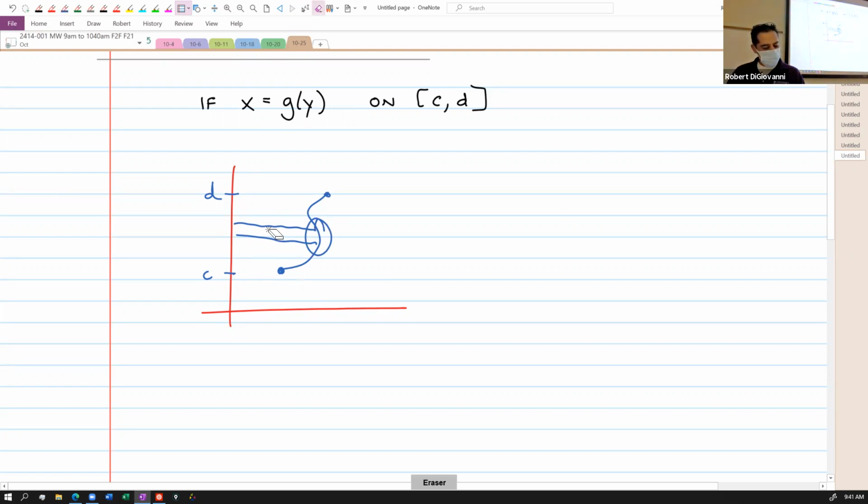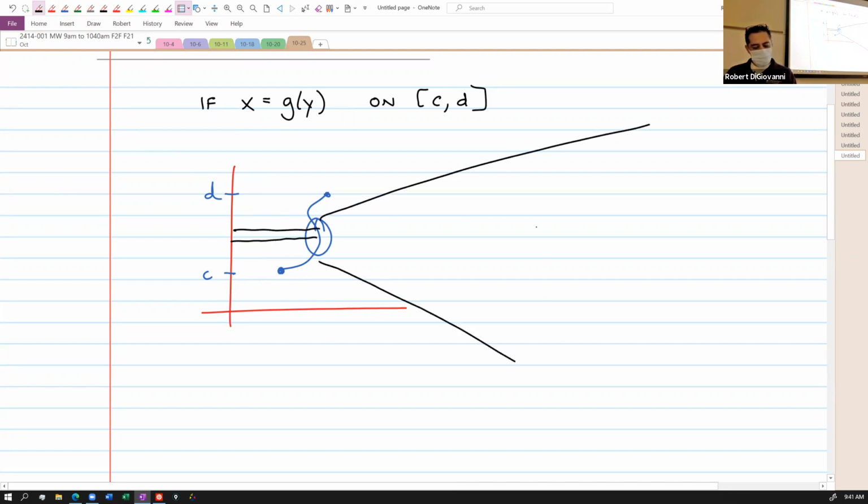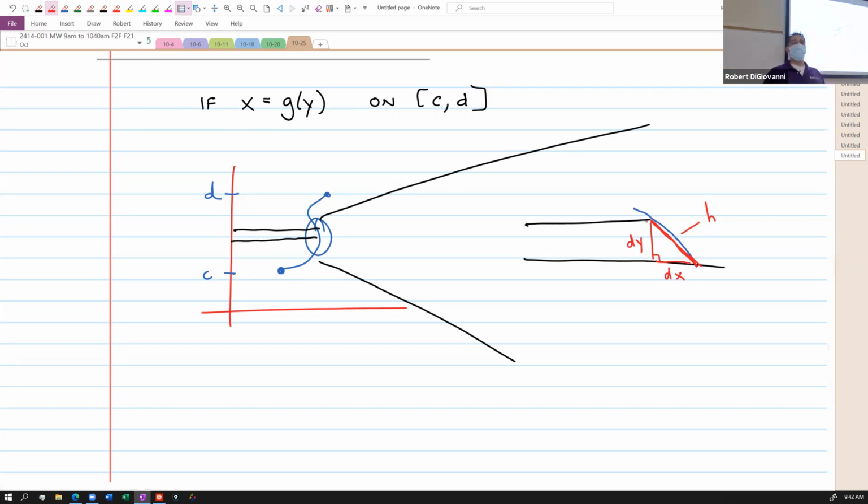Let me use a different color. Let's say this rectangle came in here like this. If you zoomed in on that, you'd have your rectangle, and your curve coming through like this. And you could still create a triangle like this. We could still call that H, and this is still dx, and this is still dy, which means you have the exact same formula, because you're still going to do dx squared plus dy squared. So everything stays the same.